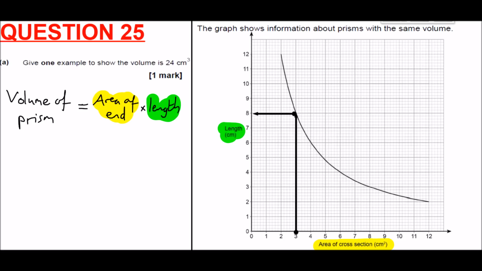So we could give an example which is 3 times 8, and that's 24 cm squared.